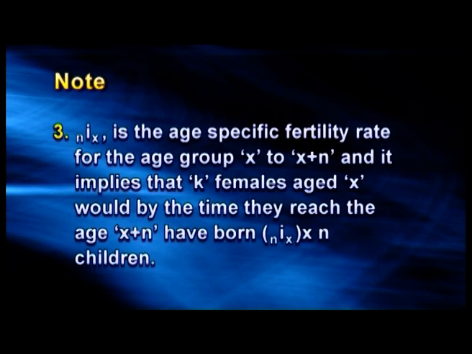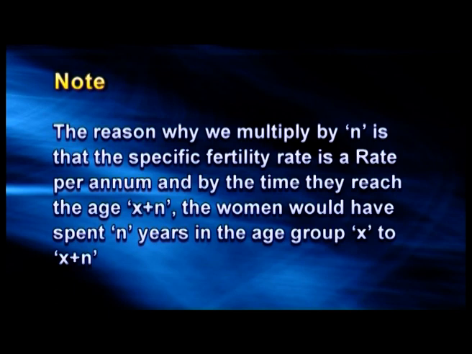Third, n of I of x is the age-specific fertility rate for the age group x to x plus n, and it implies that K females aged x would by the time they reach the age x plus n have born n of I of x multiplied by n children. The reason why we multiply by n is that the specific fertility rate is a rate per annum, and by the time they reach the age x plus n, the women would have spent n years in the age group x to x plus n.